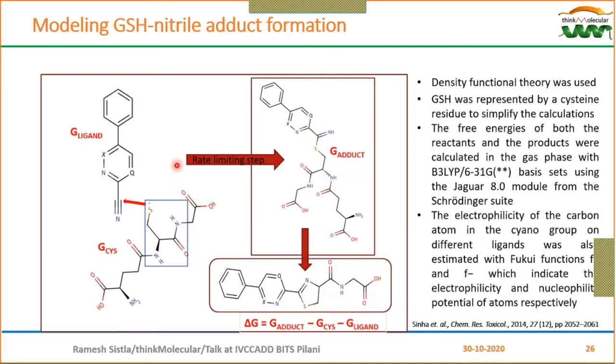But this is the rate limiting step. The rate limiting step is the formation of this adduct, where the thiol attacks this carbon, and this nucleophilic attack is how this compound is formed. So what I simply did is take this adduct, this product. I took only the 16, not the other parts of the GSH, because in a given calculation you want to limit the number of atoms to the extent possible. I estimated the energies of the optimized reactant and the product, and took the difference. I also estimated the Fukui functions f plus and f minus, which indicate the electrophilicity and nucleophilicity of each of the atoms respectively.